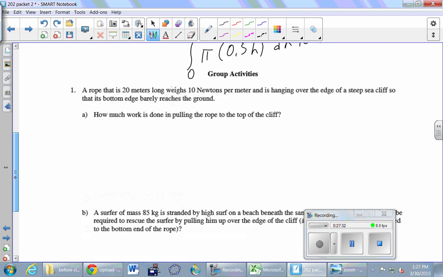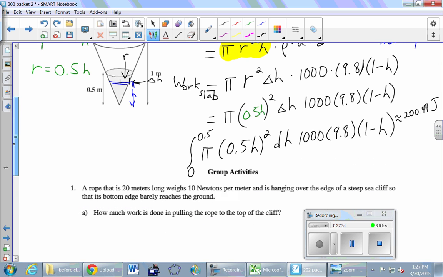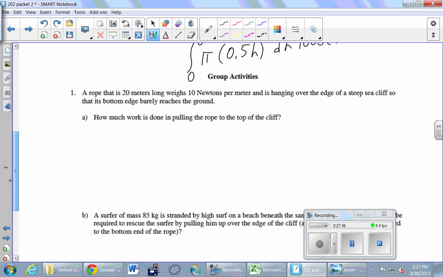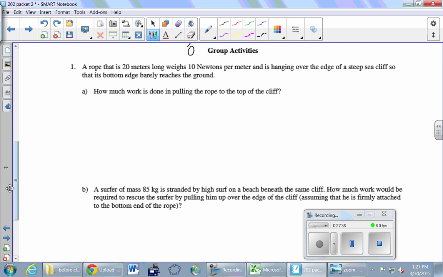How would you find the center of mass of the cone? All right. Okay, activity is there. Raise the flag if I can help.